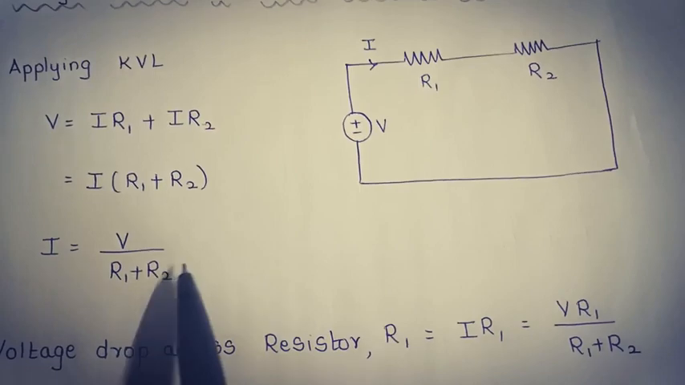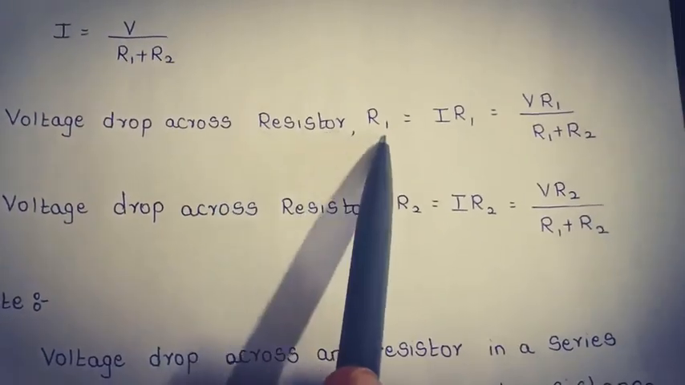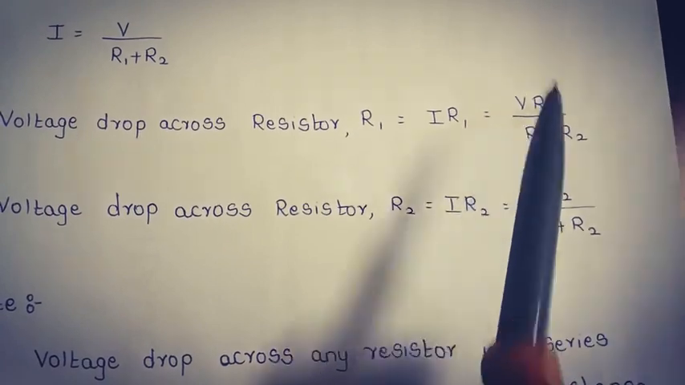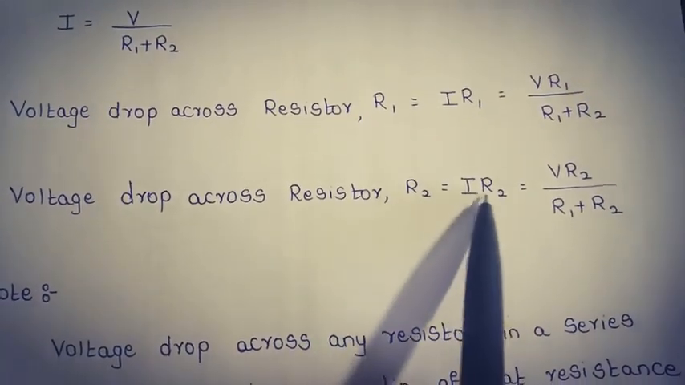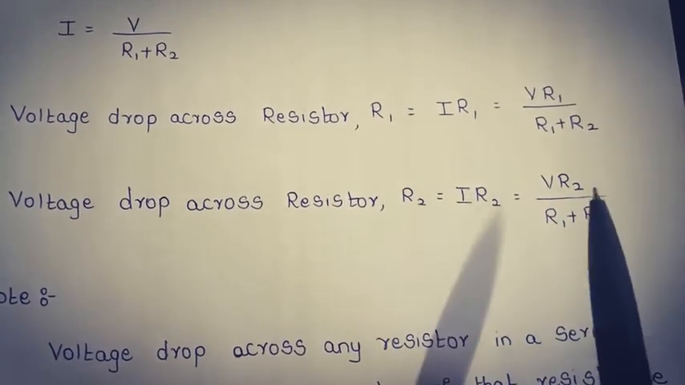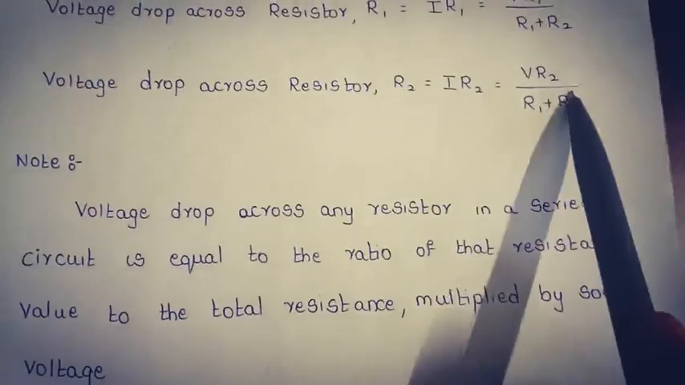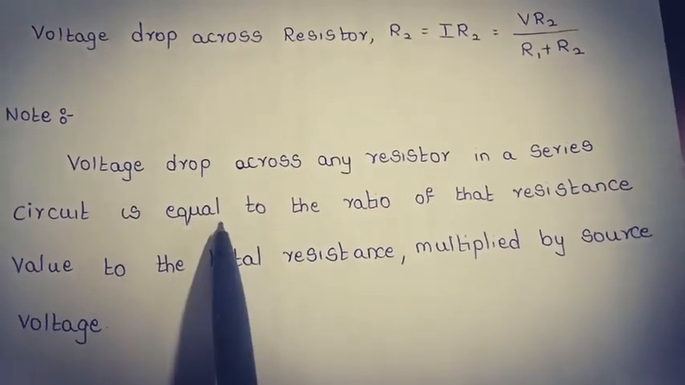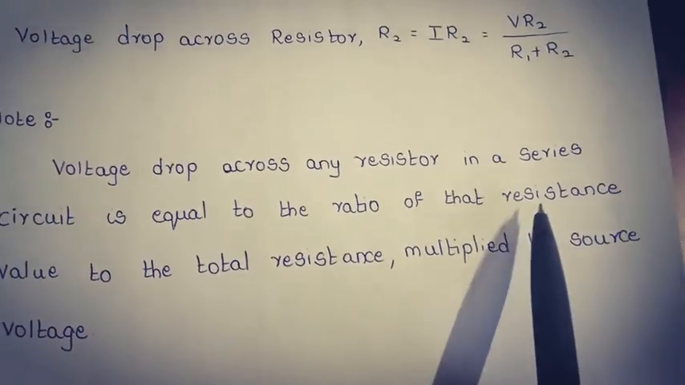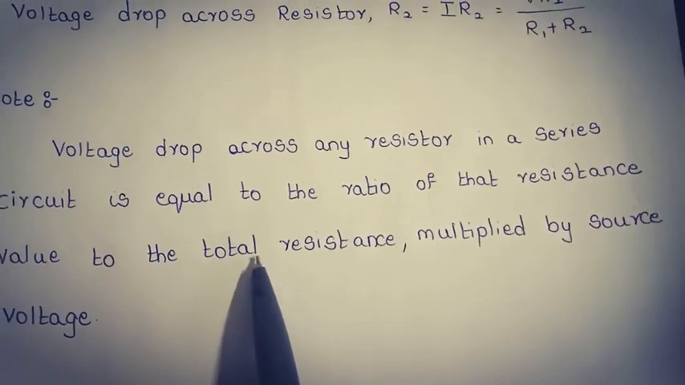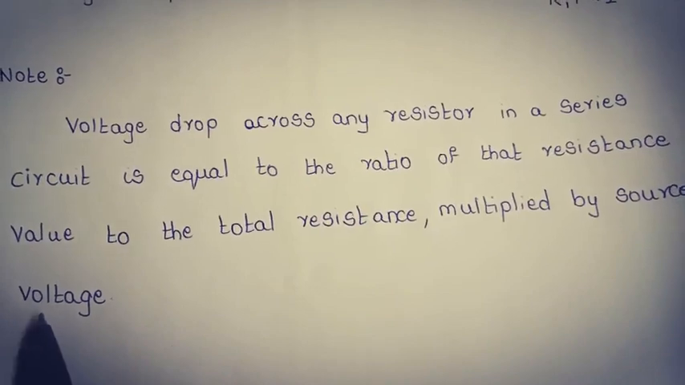Once we have calculated the value of current, we are going to find out the drop across each resistor. The voltage drop across resistor R1 is equal to I into R1, which is equal to V by (R1 plus R2) into R1. And the voltage drop across resistor R2 is I into R2, and the value of I is V by (R1 plus R2). Therefore, V by (R1 plus R2) into R2. From these equations, we can conclude that the voltage drop across any resistor in a series circuit is equal to the ratio of that resistance, across which we are going to find the voltage drop, to the total resistance, which is nothing but the sum of the resistances, multiplied by the source voltage.